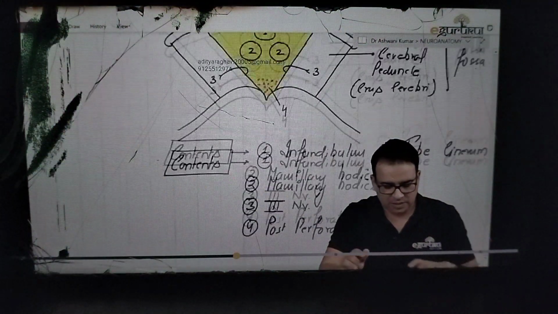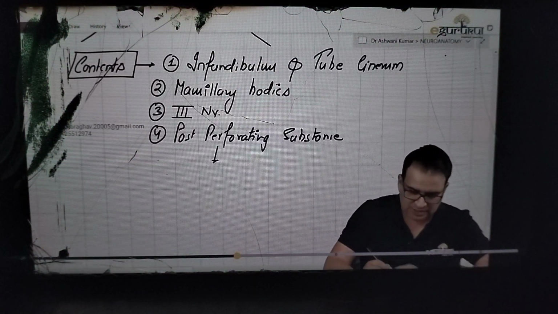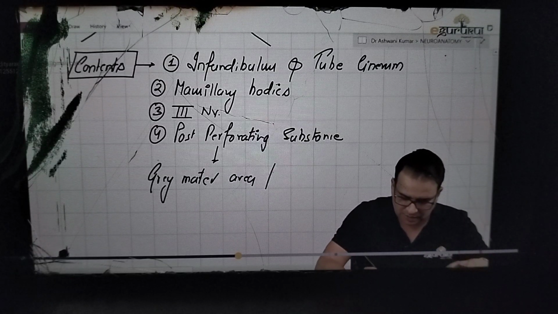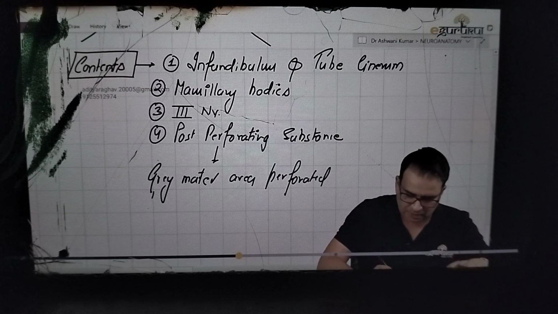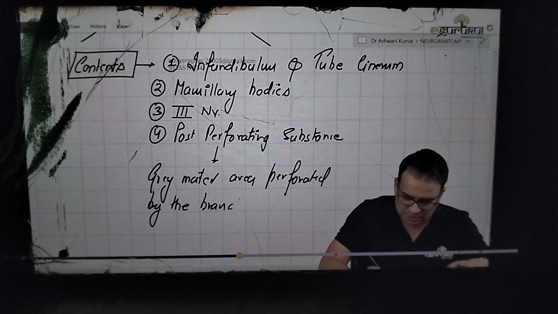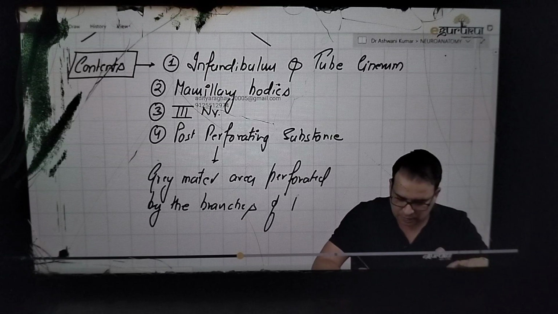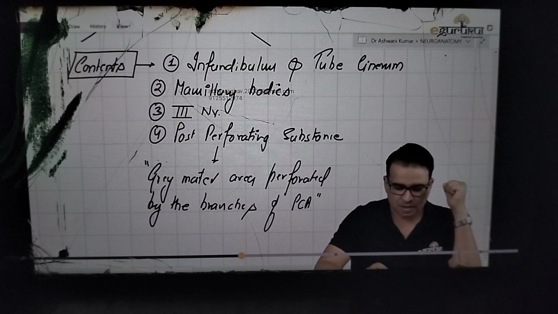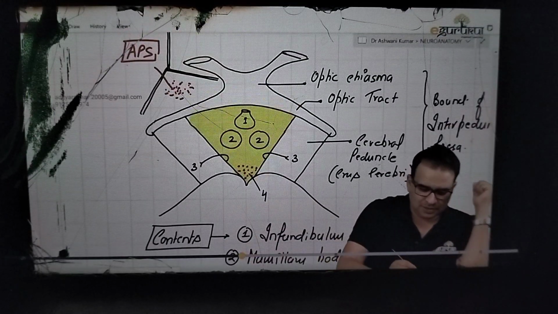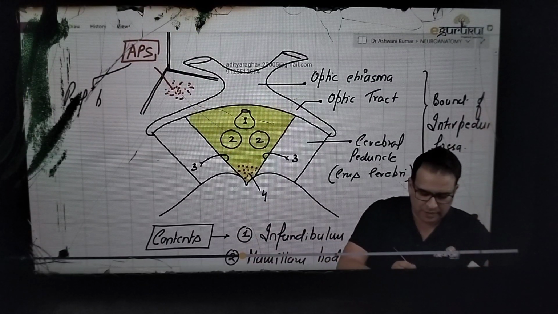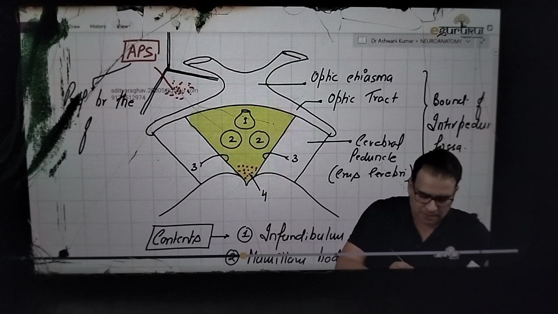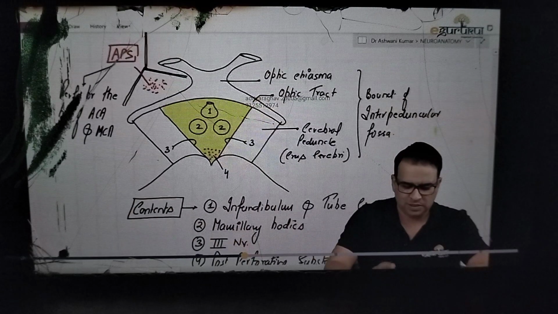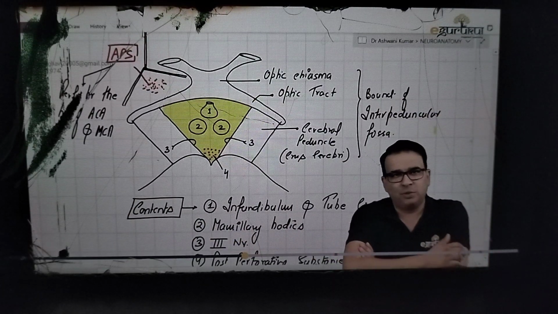Let me just write that for you as well. So what we said, the posterior perforating substance, this here is the gray matter area perforated by the branches of PCA, posterior cerebral artery. Whereas on the other hand, this anterior perforating substance is the gray matter area which is perforated by the branches of anterior cerebral as well as middle cerebral, both anterior as well as middle cerebral artery. They do ask questions on this. So posterior perforating substance, only posterior is there, and anterior we have both anterior as well as middle cerebral artery branches.